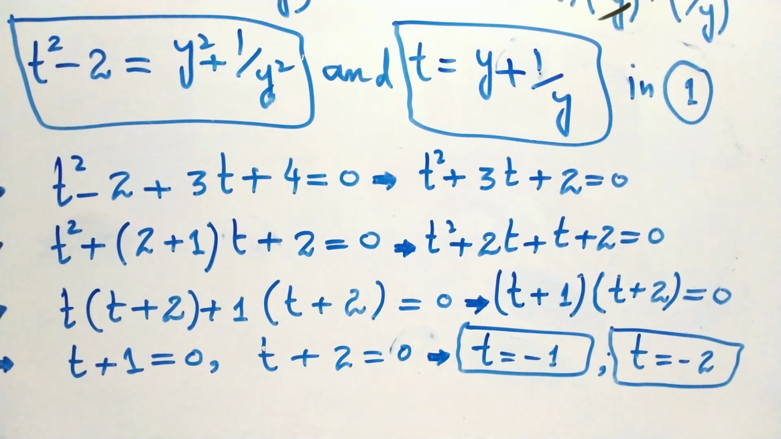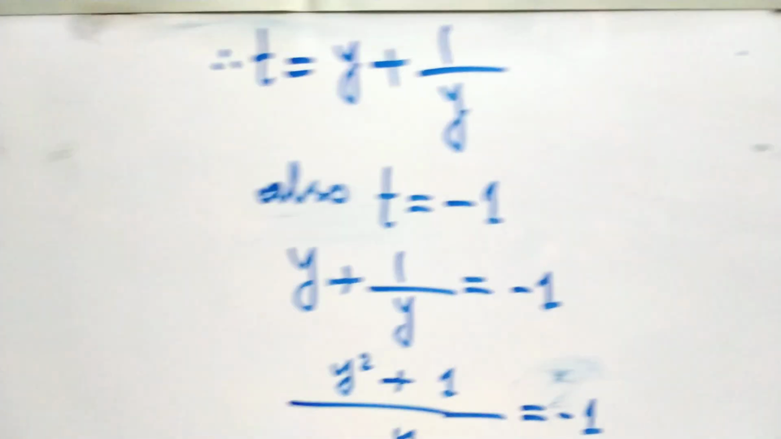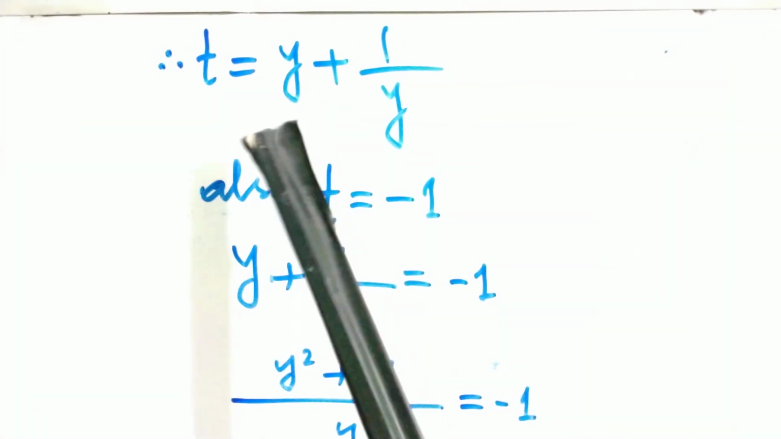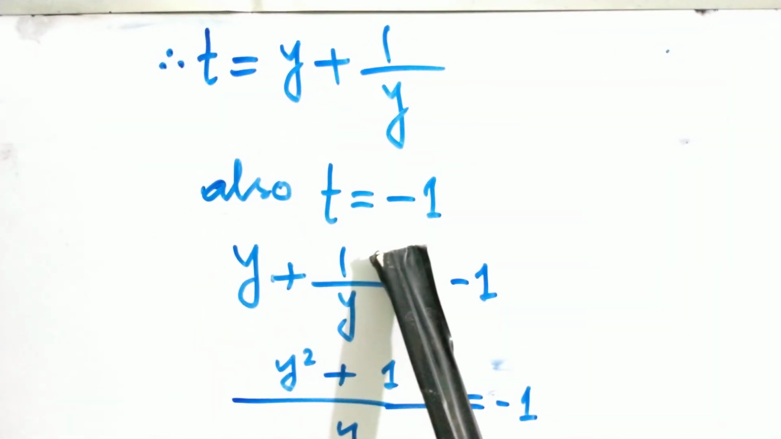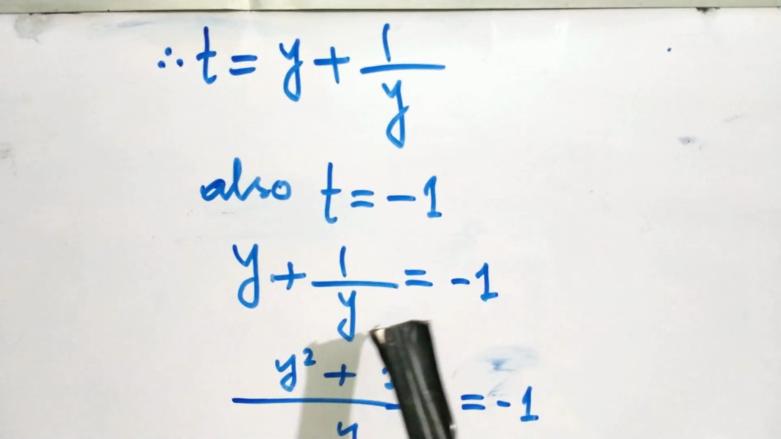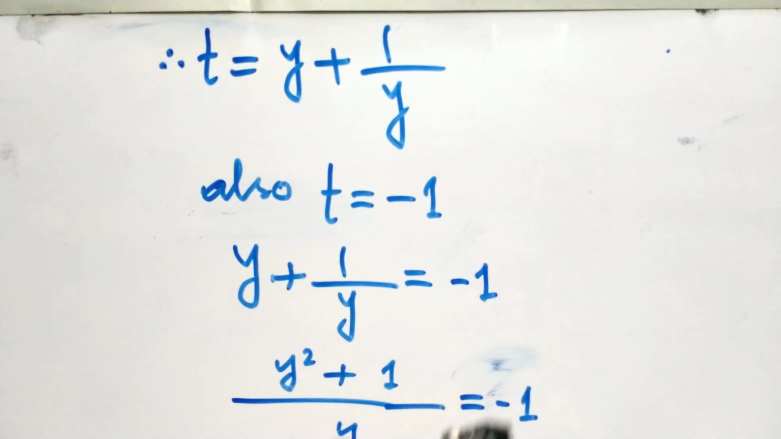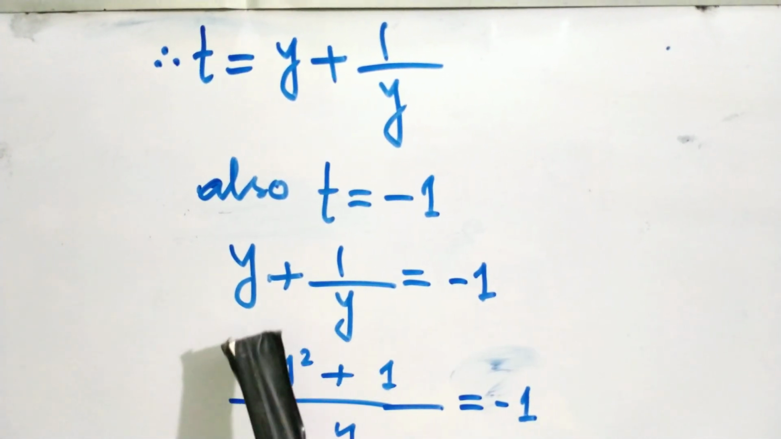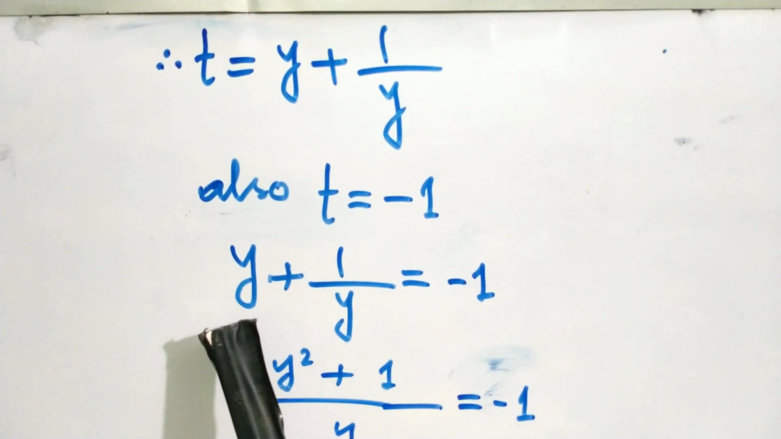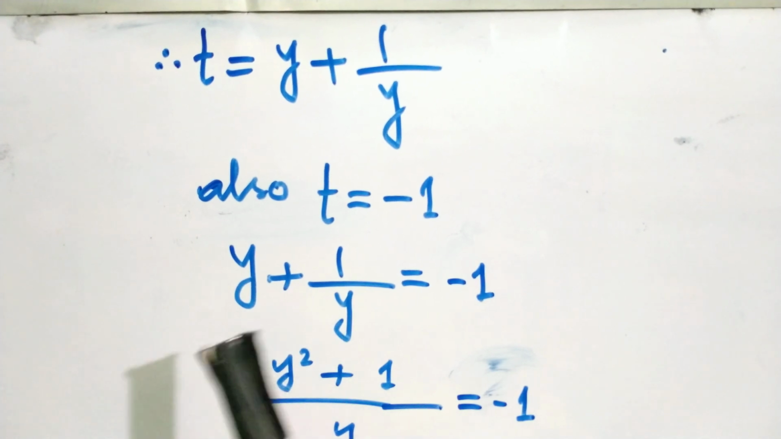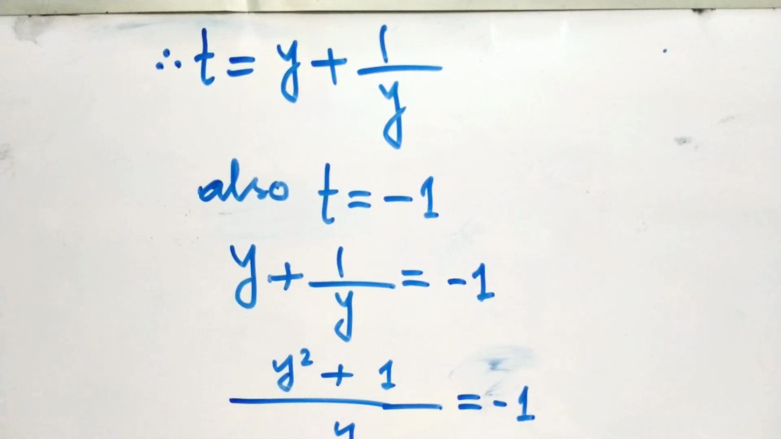Now we are moving further to evaluate the value of y. As we have supposed that t is equal to y plus 1 over y, and also t equal to minus 1, we have taken out the value of t by factorization. y plus 1 over y is equal to minus 1. By taking LCM, we add them together. This y cancels out this y. There is nothing in the denominator of y, so this y will multiply by this y, that is y square.